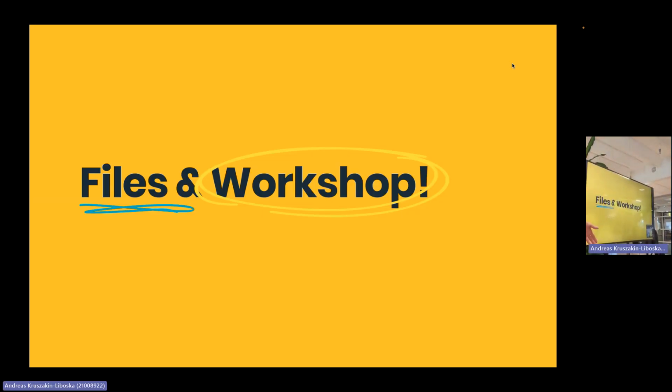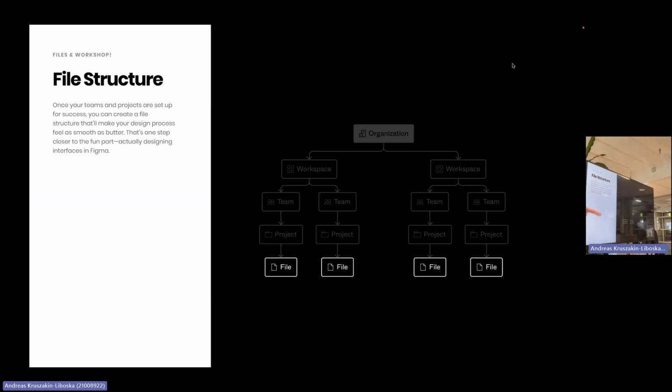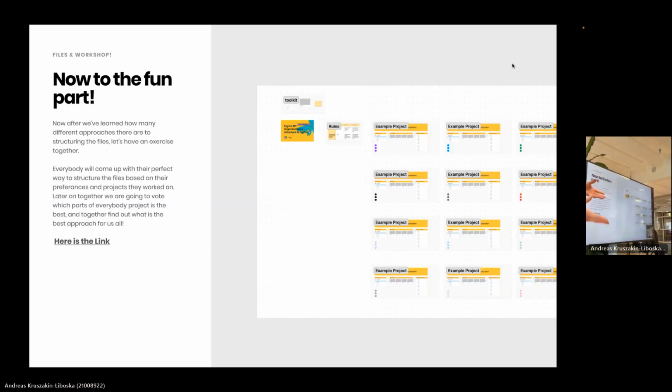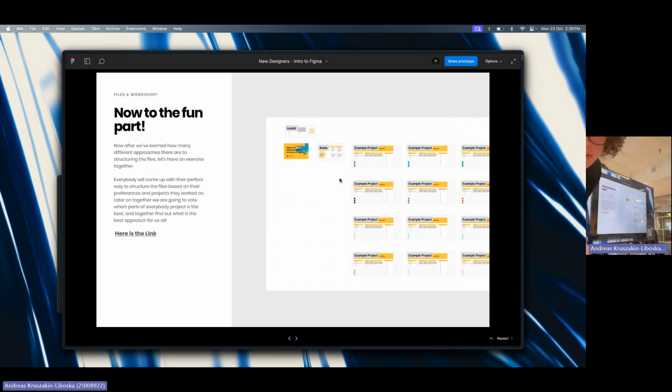And now, after the talking, comes the file structure and our workshop. So now we're all going to try to make, from our own perspective, our perfect file system, our best way to approach the project. So now I want you all to go to, well, there's the link, but also in the new designers team overall is the intro to Figma project space. So you can also go there. This presentation, as well as the workshop file, will be in the space and is already in the space.